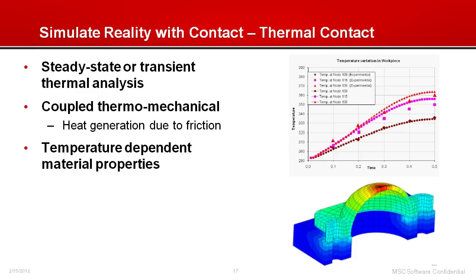Sometimes it's very important that bolt preload is correctly taken into consideration in your analysis. Also, for thermal contact, we can consider both a steady state or transient thermal analysis. We can do a coupled thermomechanical. So when we have contact bodies with thermal analysis, we can at the same time consider the loads being transferred between the different contact bodies, as well as the heat being transmitted from one contact body to the next. And obviously, all the material properties can be temperature dependent as well.